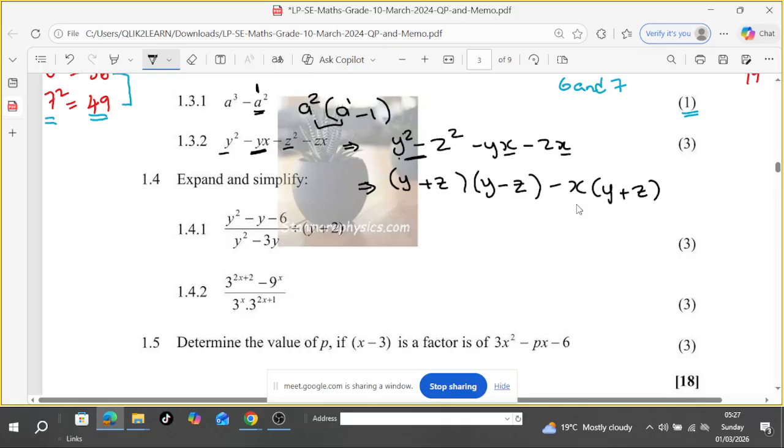Now I have a common factor again. And what is that common factor? Y plus z. Exactly, so we need to get the y plus z outside and we'll be left with y minus z, and then we still have minus x, and this is fully factorized. We can just leave it like this and say this is fully factorized. Okay, are you happy with that one?